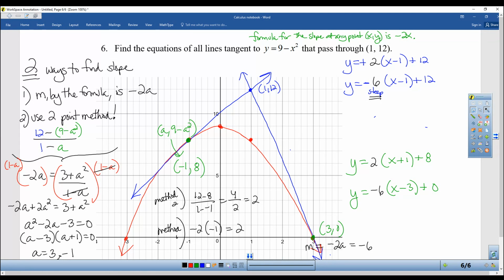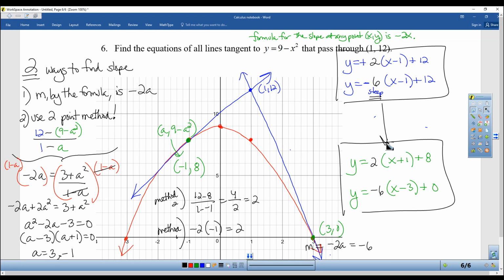Now, you can box either one of these answers. They're both acceptable, and they are the same. But just to prove my point, a lot of people look at this and they're like, oh, I like y is equal to mx plus b better. You can change it to y is equal to mx plus b just by multiplying it out. 2x minus 2 plus 12. The answer is 2x plus 10.